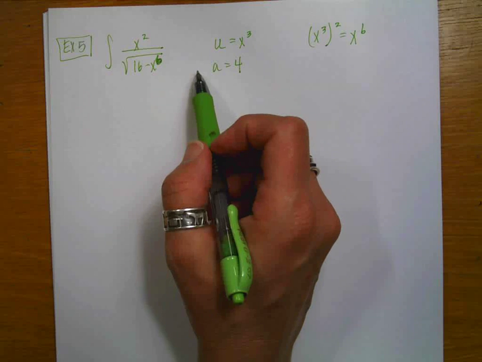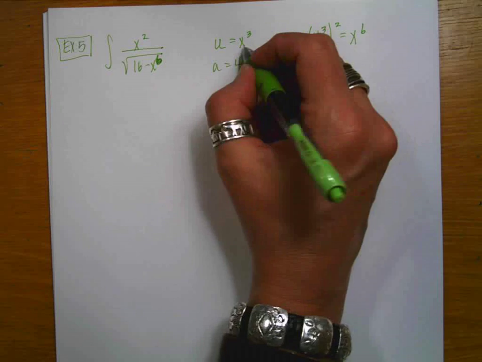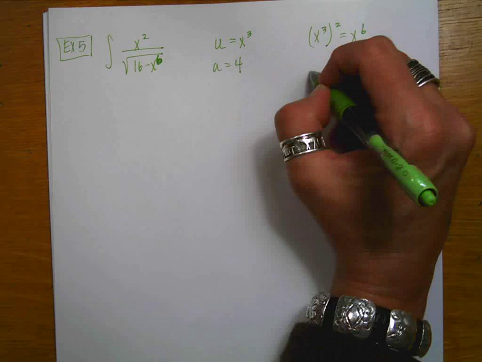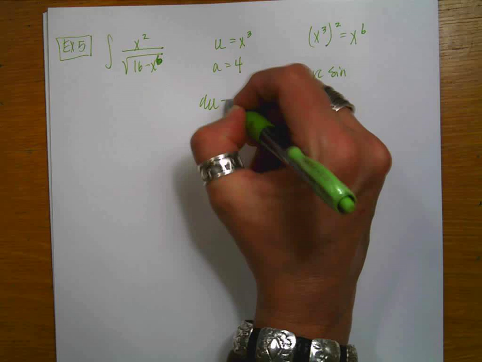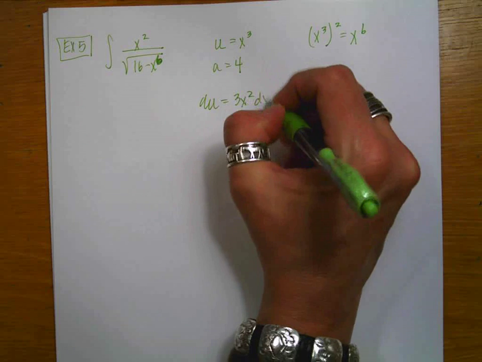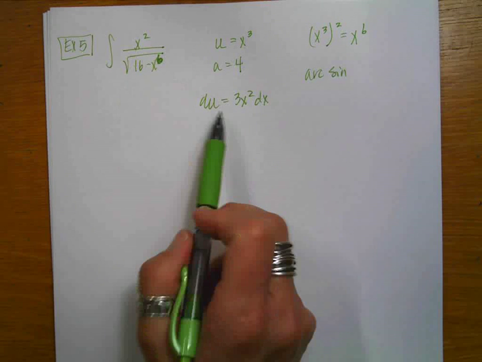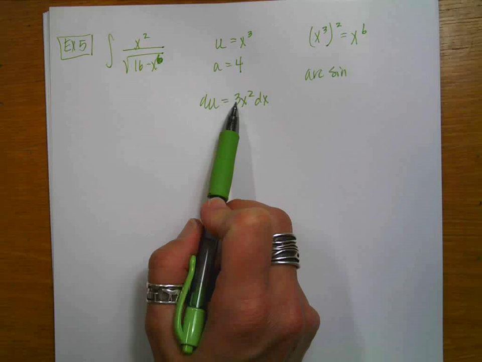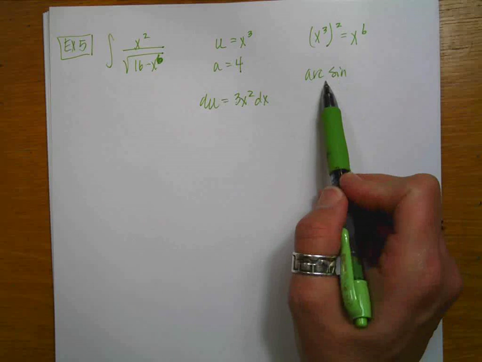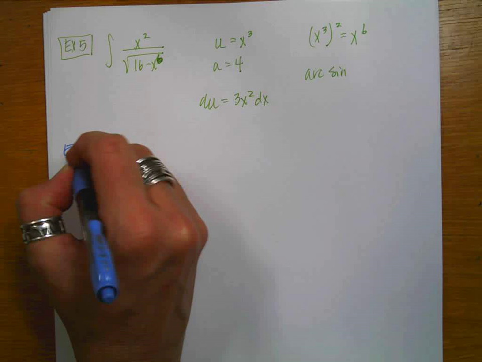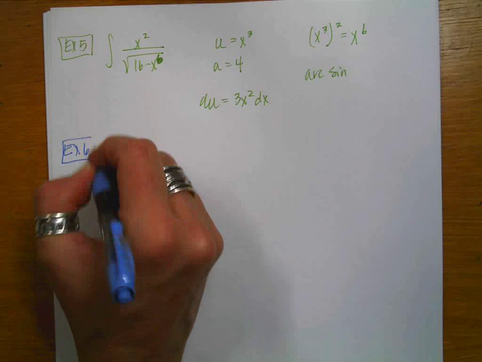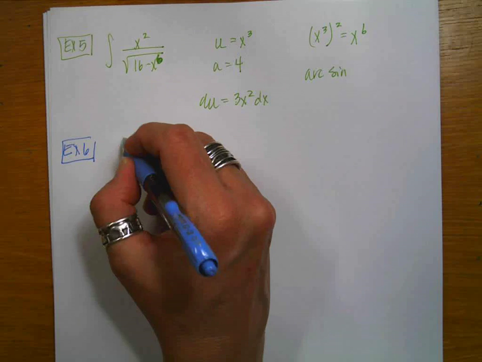And then this is just going to be arc sine. Because when I do my du, I'm going to get 3x squared dx, which is your numerator, manage the 3, and then it's a simple problem to finish with arc sine. Okay, so example number 6.